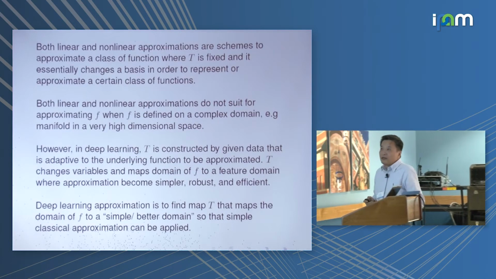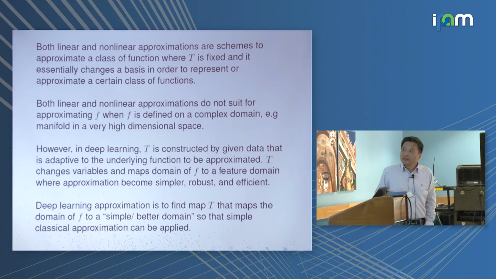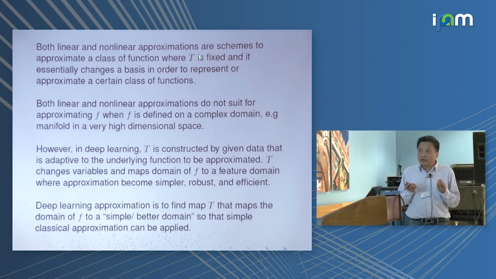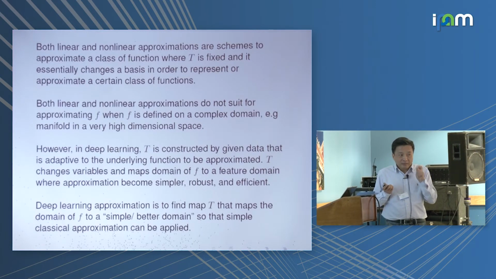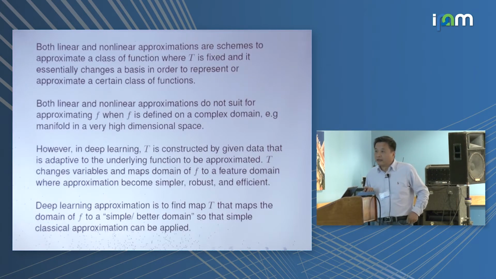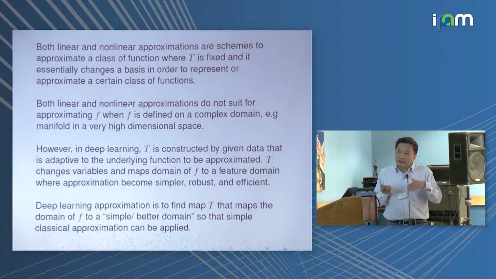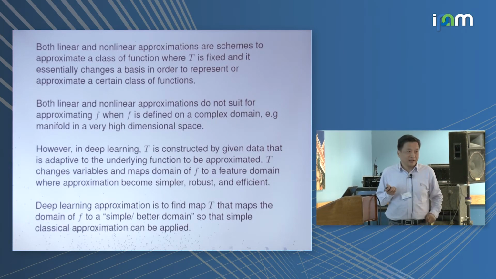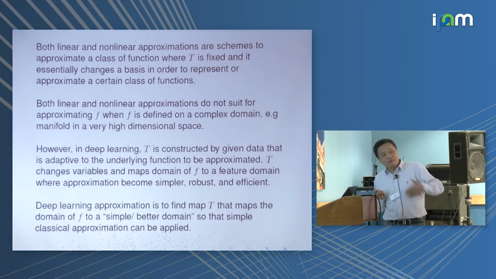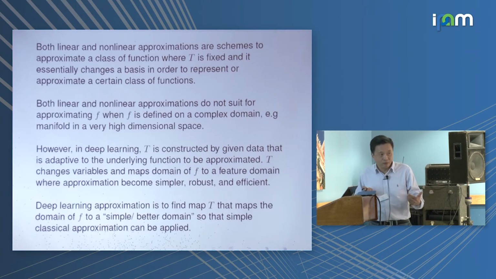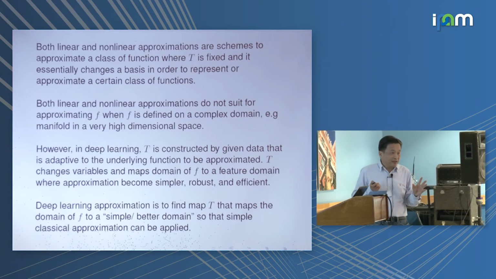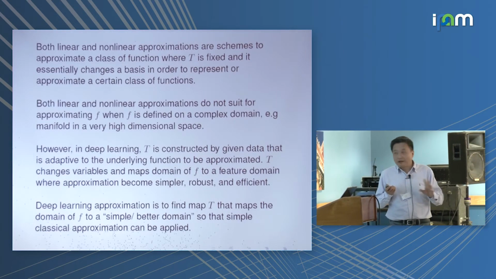Okay, to summarize, both linear and nonlinear approximation are schemes where, to me, since your T is fixed and the approximation is for classical function, in some sense this is more like a change of basis. And this linear approximation is not good when your domain is very complex. Your function form can be complex, but the domain normally is simple. Even when you do finite elements, you think the domain is complex, compared with what you deal with in deep learning, the domain is much simpler.